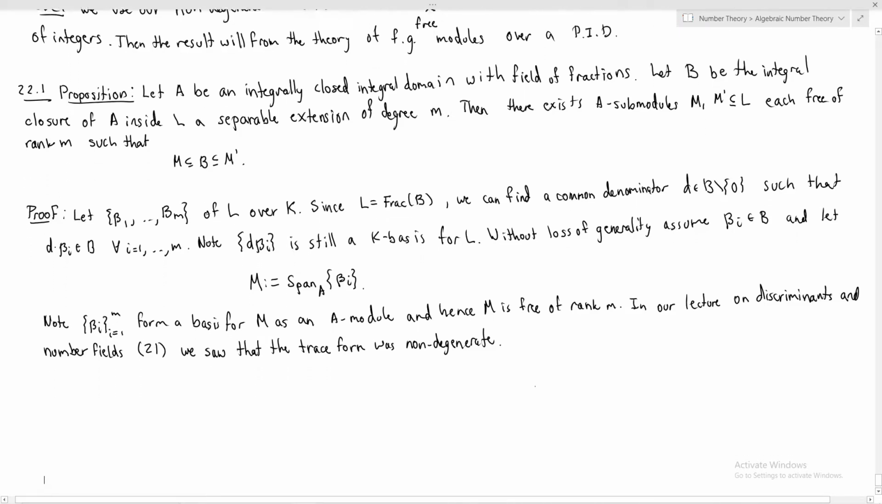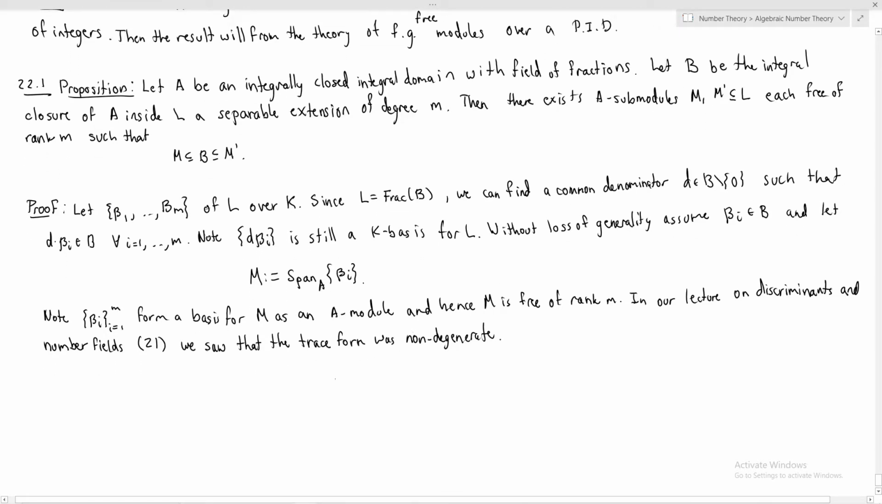Okay, so now if you remember from our lectures on bilinear forms, this means we can form the dual basis. So we're going to let gamma i, i equals 1 to m, be the dual basis of the beta i. So remember what this means. The dual basis.